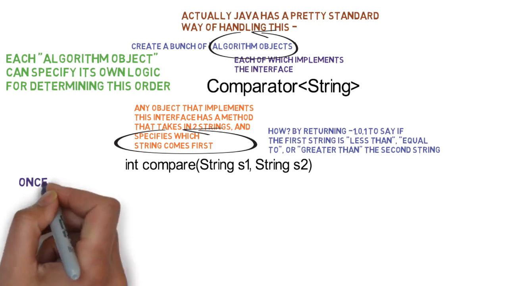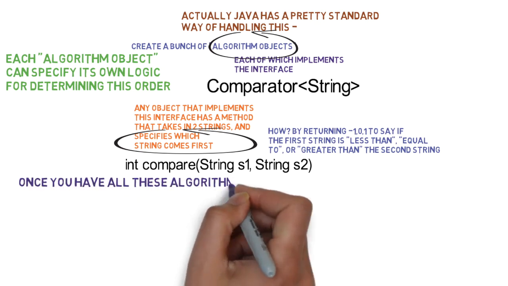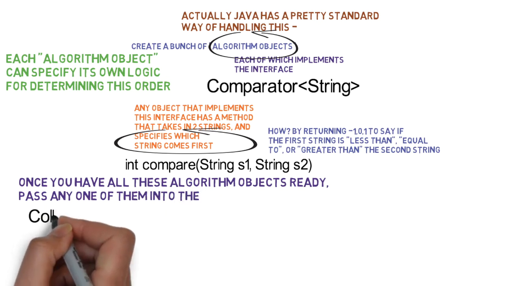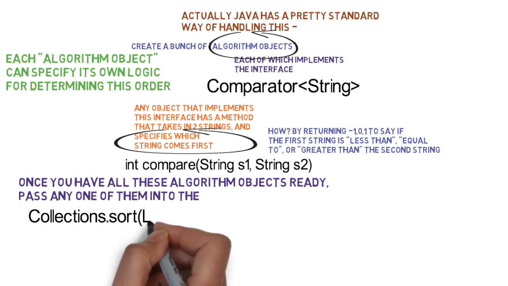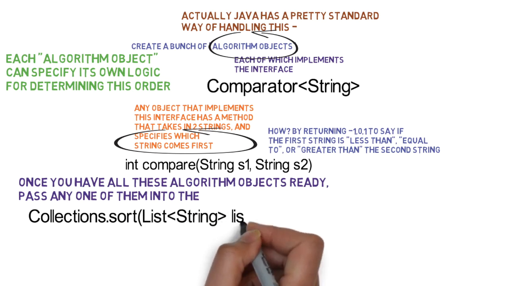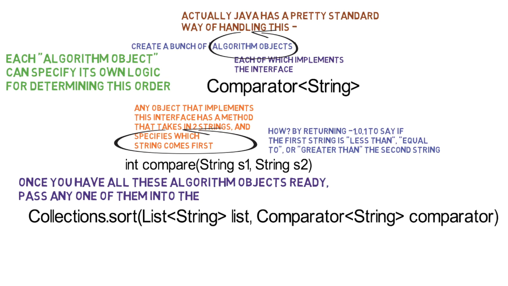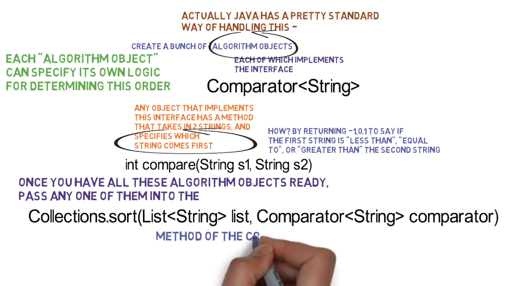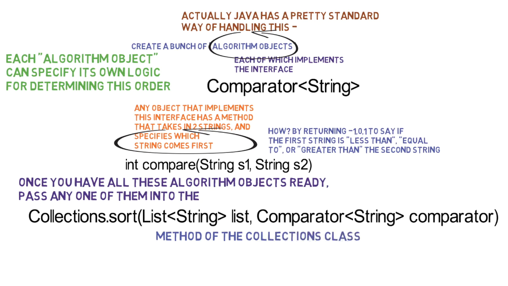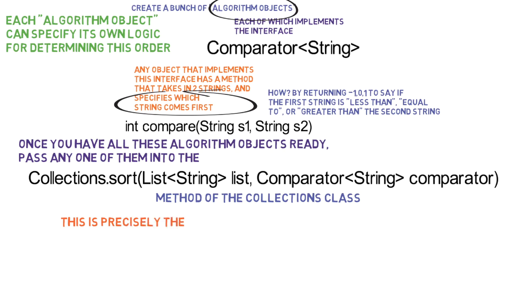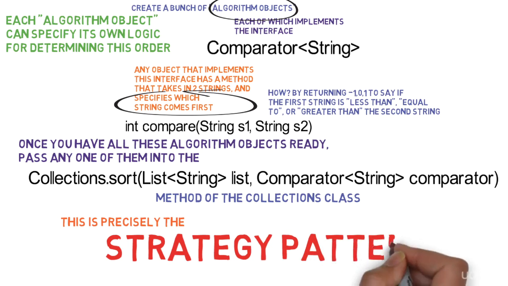Now, once you have all these algorithm objects ready, we can simply use a standard function which Java as a library provides us. Java has this very useful collections class which has a whole host of static methods which provide very useful functionality. And the one we'll use here is collections.sort. This can take in any list. In our case, it's a list of strings, and then it takes in a comparator. So we have all these different algorithm objects which can sort these strings using different algorithms. We can simply pass these in to this collections.sort method. So we have the list which has to be sorted, and we have the comparator which determines the logic of sorting. This is the strategy pattern at work.